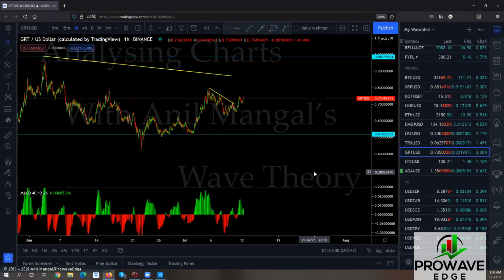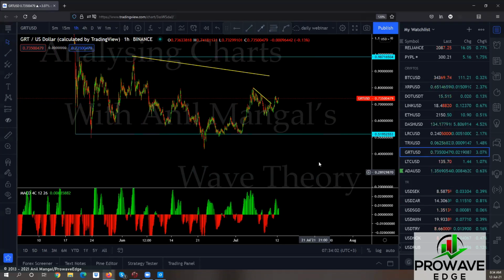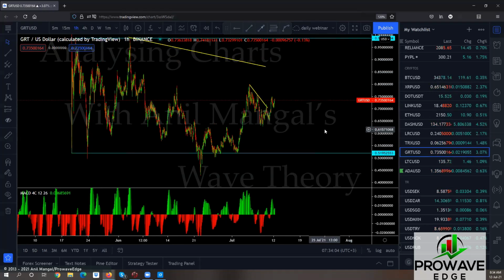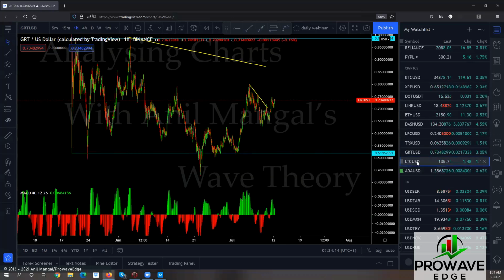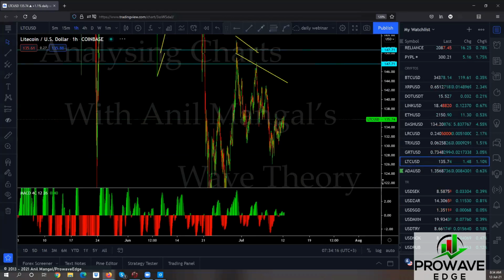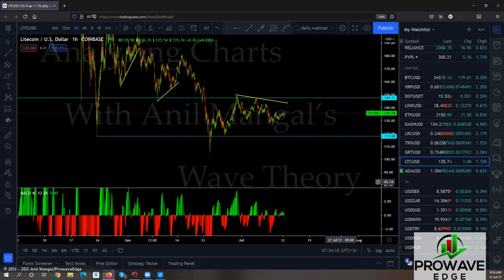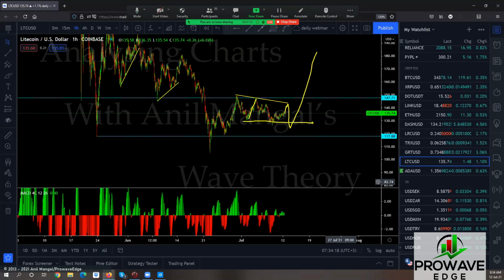GRT. Yep, maybe a little more up. We'll break this top. Go break that up, and then we can look for the downside of this whole structure, right? LTC. Upside, but same thing. I don't think this is over. These waves are sharp. So this comes here, probably comes back here, goes there, and that would be the flat.